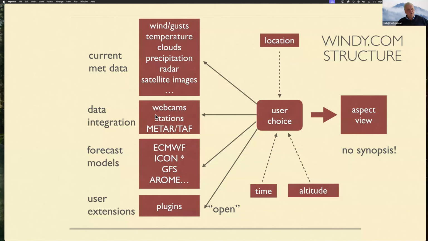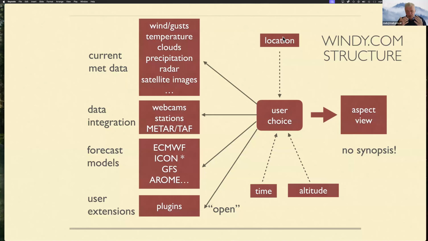If you're not sure, for instance, if there's fog or cloud cover or the like, the webcam can be a very helpful feature, which is typically not available in other meteorological forecast applications. And the category of user extension plugins will come later to that. So that's basically the stack of data which is available for viewing: current data, forecast models, data integration, and whatever we add ourselves to that.